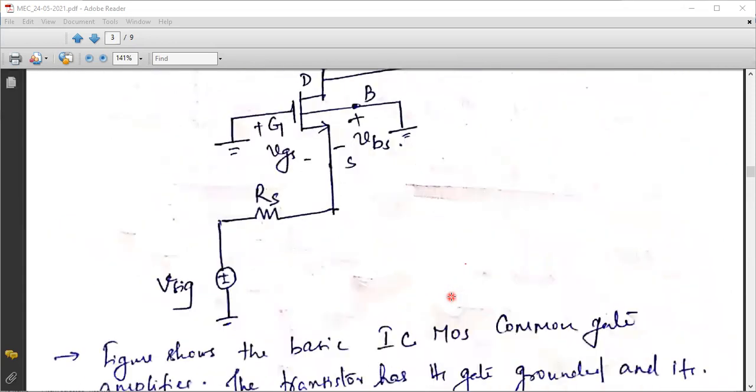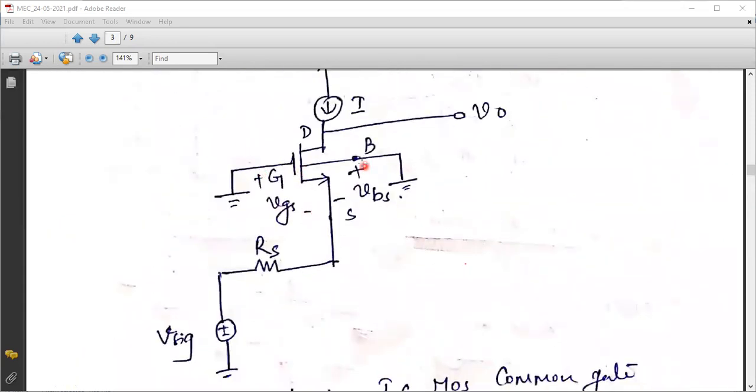So in this case, you can see both gate-source and body-source terminals are parallel to each other. Why? Because body is also grounded and gate is also grounded, right? So I can tell body and gate will be at the same voltage, right or wrong? Body and gate are both at the same voltage, and source is common for both these voltages.